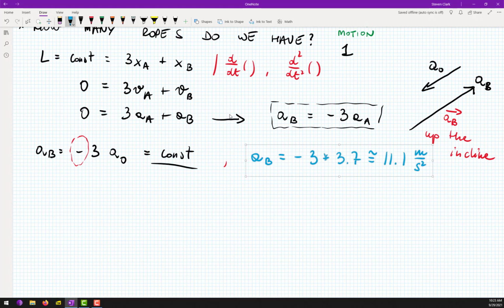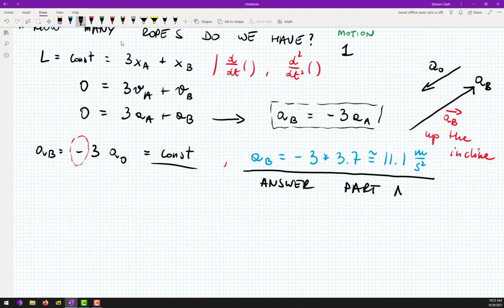Okay, and I think that this is our answer for part A, because this is exactly what a stationary observer will see. Answer part A. This is what a stationary observer will see. This is seen by a stationary observer.